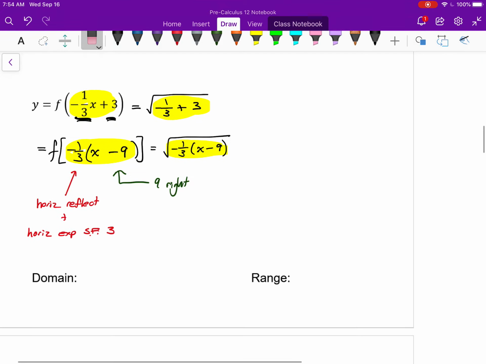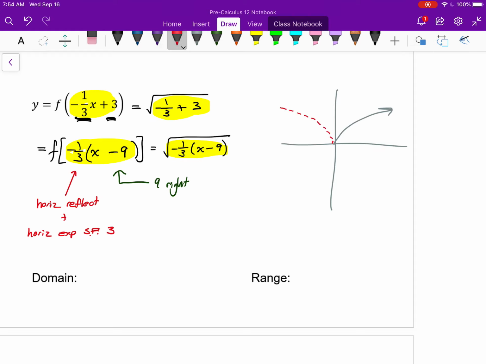So now, again, I want to go back to this basic sketch of root x. Looks like that. I want to apply these transformations. There's 2 of them. I have the horizontal reflection. I'll do that first. That looks like this. And then it's a horizontal expansion by a scale factor of 3, which means it's been stretched even further out like this. However, that last transformation isn't a big deal. It's the reflection that matters more.